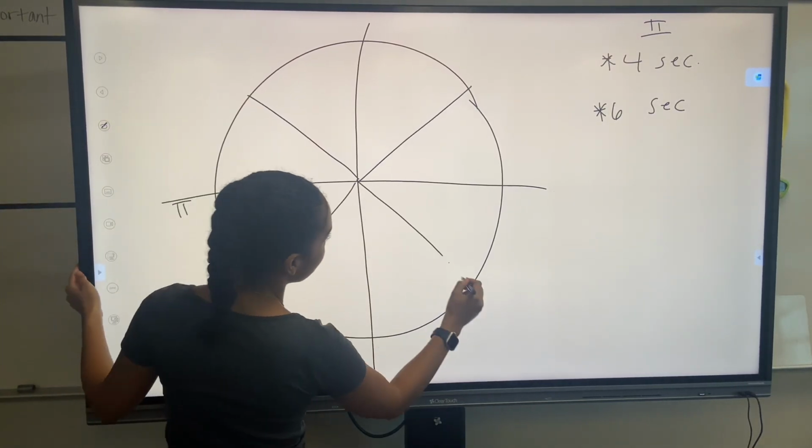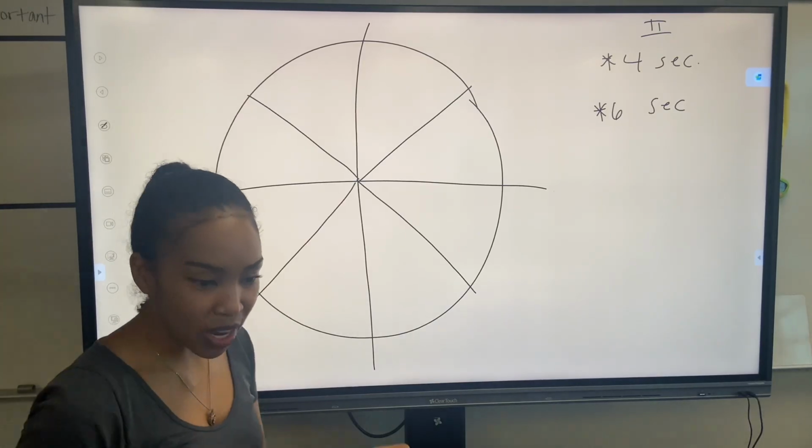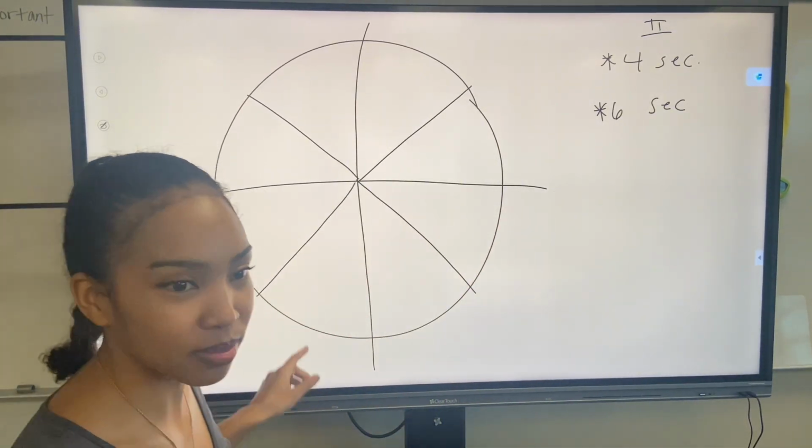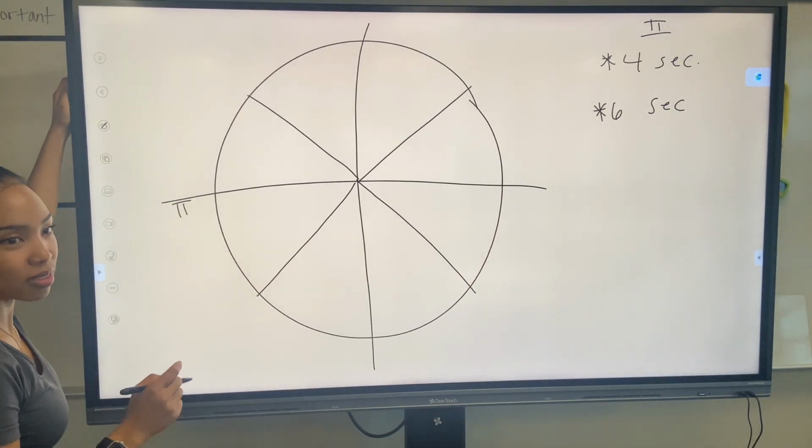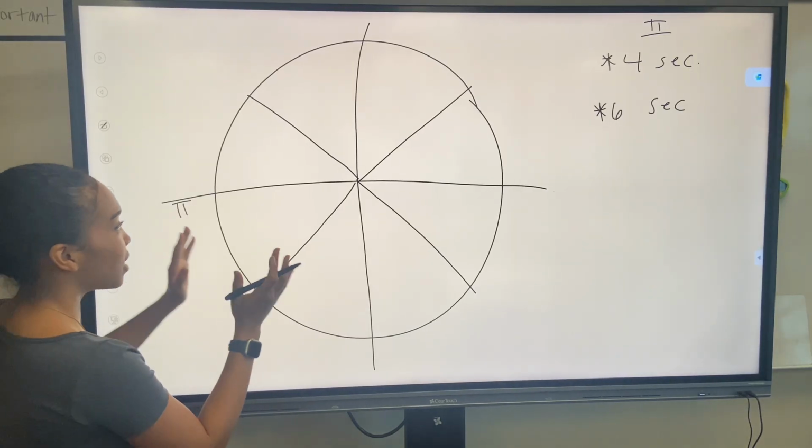5, 6, 7, 8. Would it be easier if I had a perfect circle instead of my lopsided one? Is this okay? Okay, because I feel like my lines aren't good.